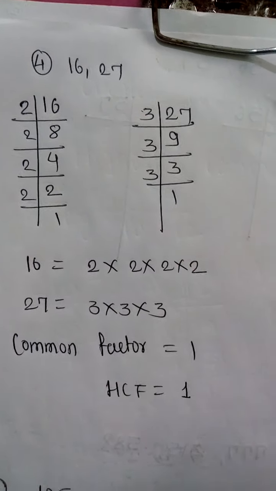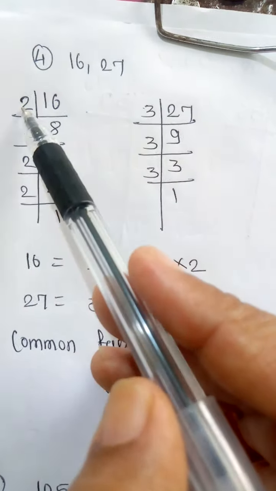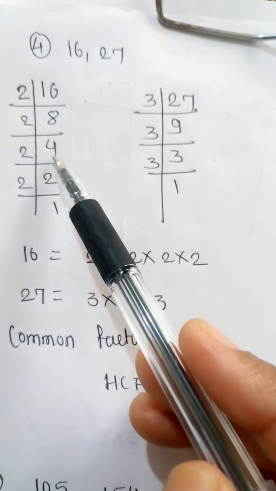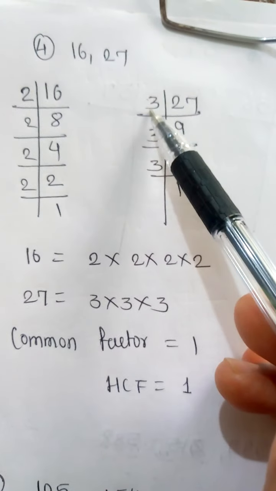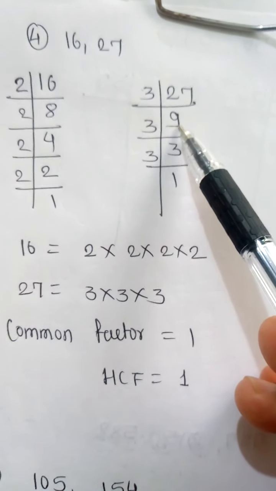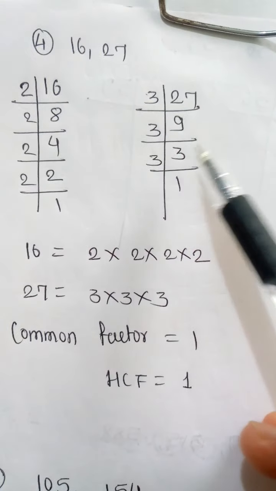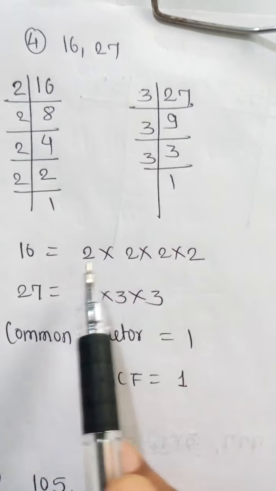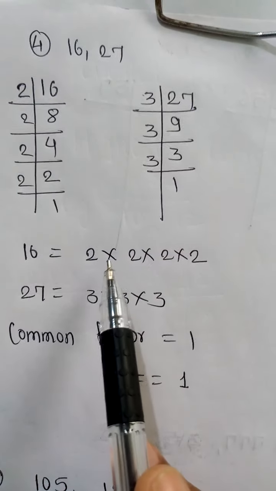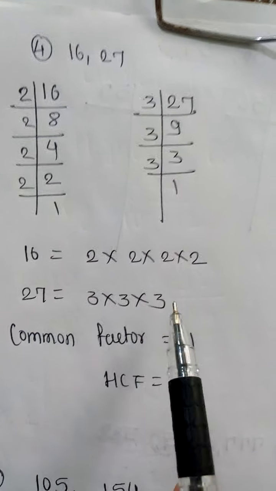Now see here the fourth example, 16 and 27. Factors of 16. 2 8s are 16, 2 4s are 8, 2 2s are 4 and 2 1s are 2. Factors of 27. 3 9s are 27, 3 3s are 9 and 3 1s are 3. So here the factors are written. See the common factors now. For 16, all the prime factors are 2 2 2 2, and here for 27, 3 3 3 are there.